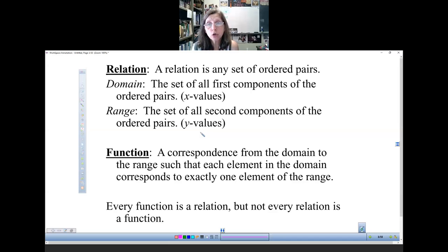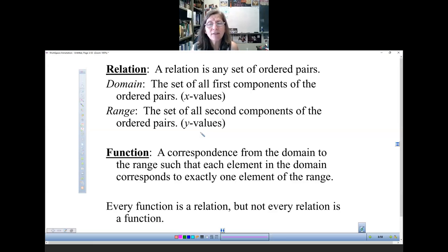And in those ordered pairs, we have two components. Our ordered pairs consist of an x part and a y part, or a first value and a second value. The set of all first values is called our domain, or the x values, and the set of all second parts, or y values, is called the range. The reason we say first component and second component is because sometimes we get ordered pairs like A, B, and strange things like that. But typically it's x and y because we're graphing on a coordinate system.